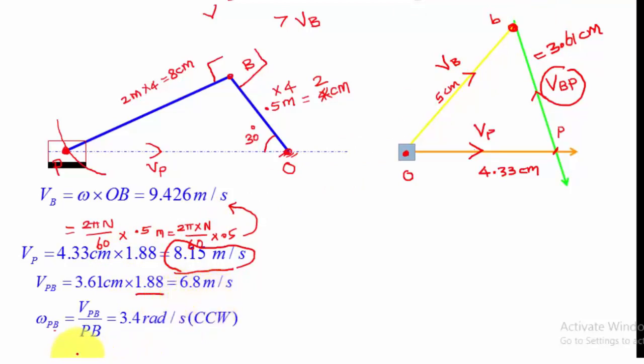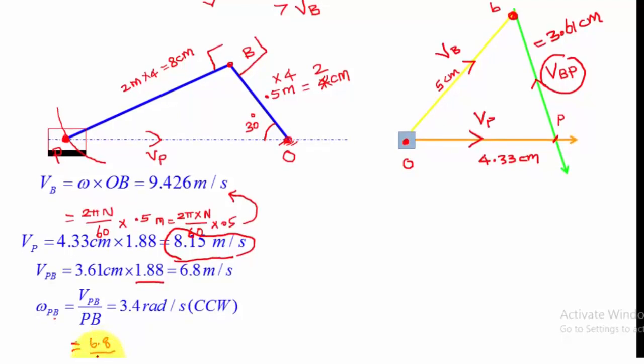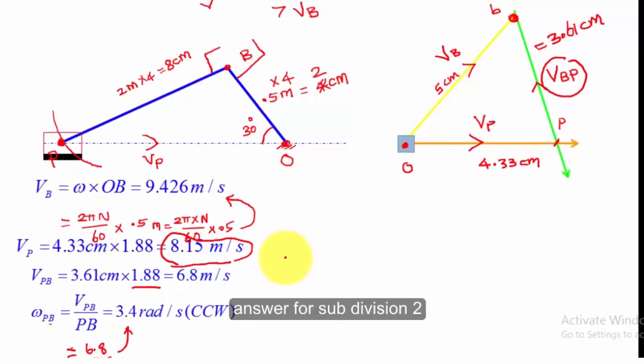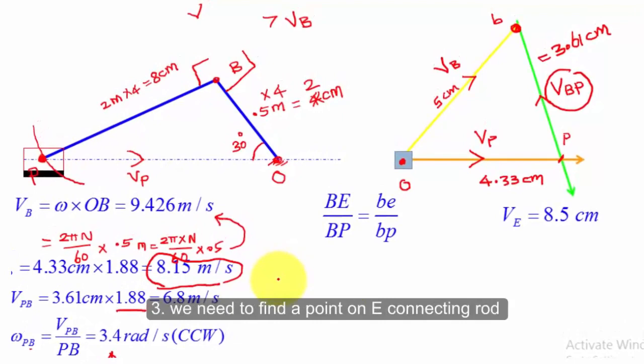So VBB 6.8 divided by BB value 2 meter. You will get 3.4 radian per second. So omega BB equal to 3.4 radian per second. Answer for subdivision 2. Then subdivision 3.